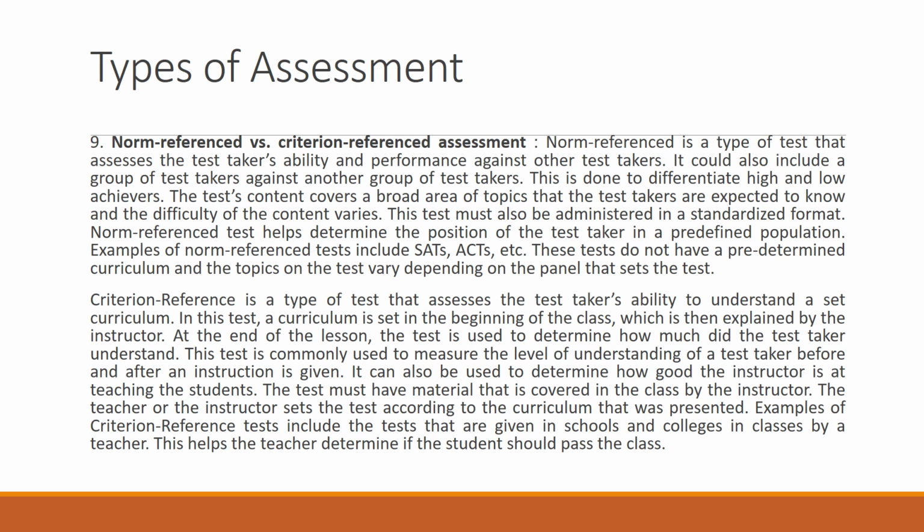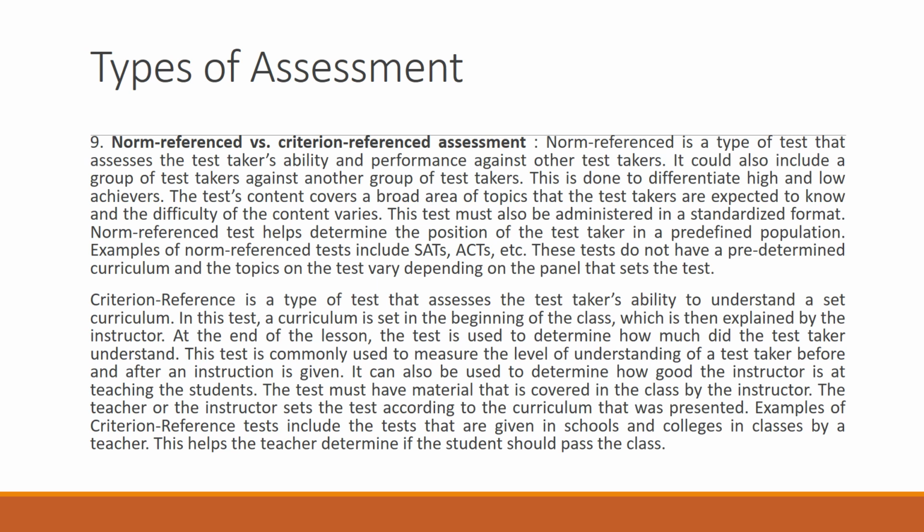The test must have material that is covered in the class by the instructor. There should be what? A textbook. And this textbook should be explained by the teacher. The teacher or the instructor sets the test according to the curriculum that was presented. Examples of criterion reference tests include the tests that are given in schools and colleges in classes by a teacher. This helps the teacher determine if the student should pass the class.